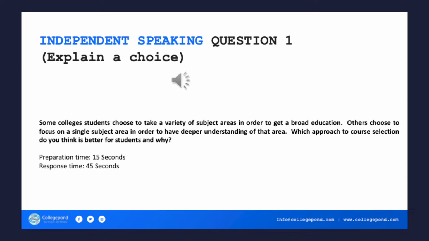Some college students choose to take courses in a variety of subject areas in order to get a broad education. Others choose to focus on a single subject area in order to have a deeper understanding of that area. Which approach to course selection do you think is better for students, and why? Begin to prepare your response after the beep. Begin speaking after the beep.